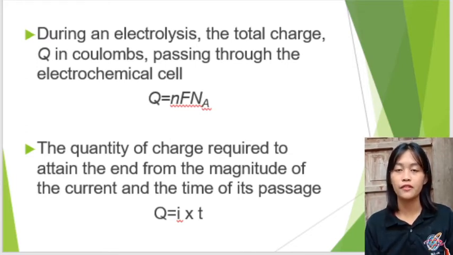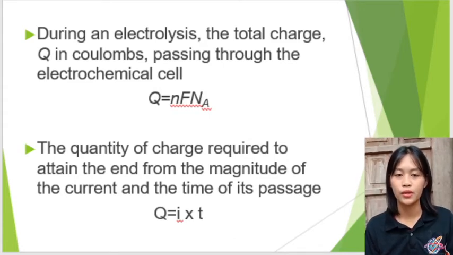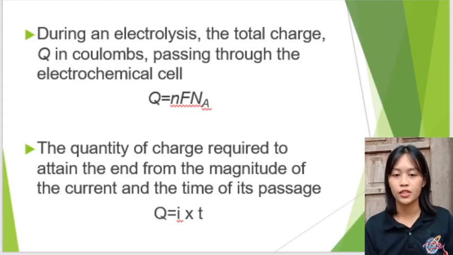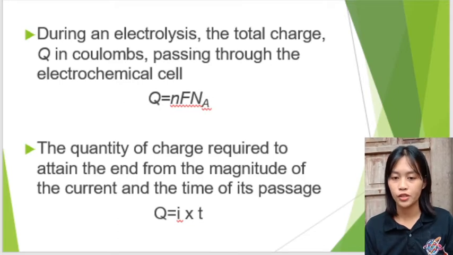Thus, when passing a constant current I, the total charge is Q equals I times t, where t is the electrolysis time, and can be used to calculate the quantity of charge required to attain the endpoint from the magnitude of the current and the time of its passage.